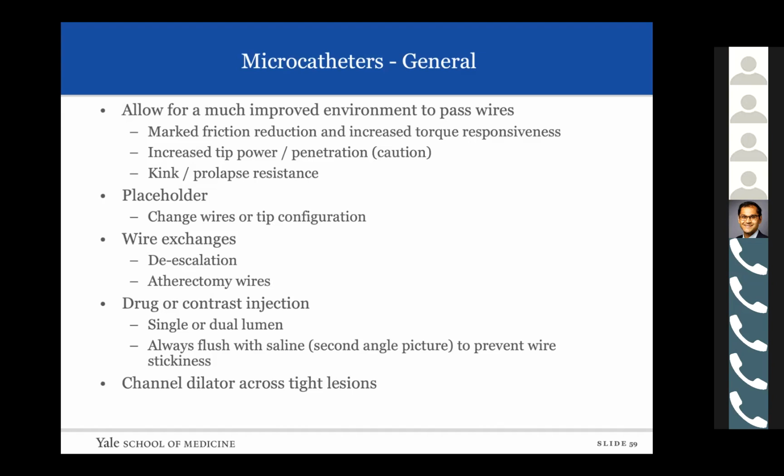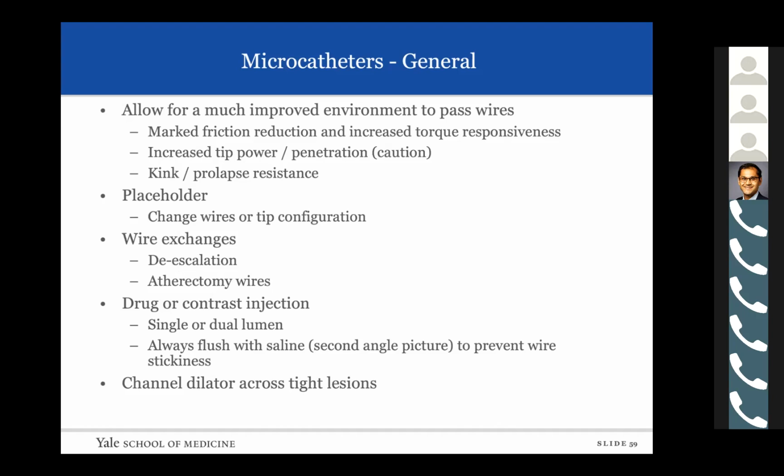So once you've reached where you want to go, you can then change your wires to de-escalate to a softer, kinder wire or change to an atherectomy wire. They also allow the distal delivery of drugs, either by removing the wire in a single lumen or the dual lumen catheters, Twin Pass and now Sasuke. There's multiple others that'll be here in the next years. You can inject through the over-the-wire lumen and have the tracking of the microcatheter through a monorail lumen.